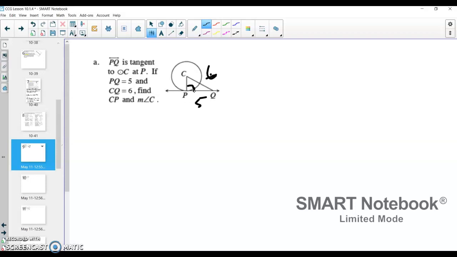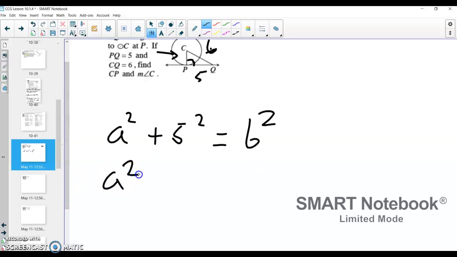And so CP is a leg of the triangle, so I'm going to say that that's a. PQ is a leg of the triangle, and so I'm going to say a squared plus b squared, which is 5 squared, equals my hypotenuse squared, which is 6 squared. And I know 6 is the hypotenuse because if P down here is my right angle, the hypotenuse is always across from my right angle. If I work this out now, I get a squared plus 5 squared. 5 squared is 25. And 6 squared is 36.